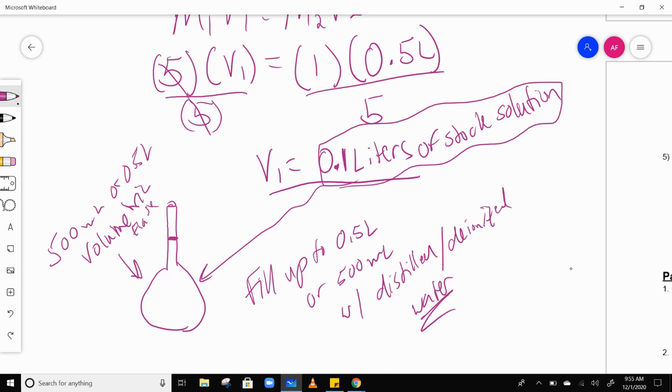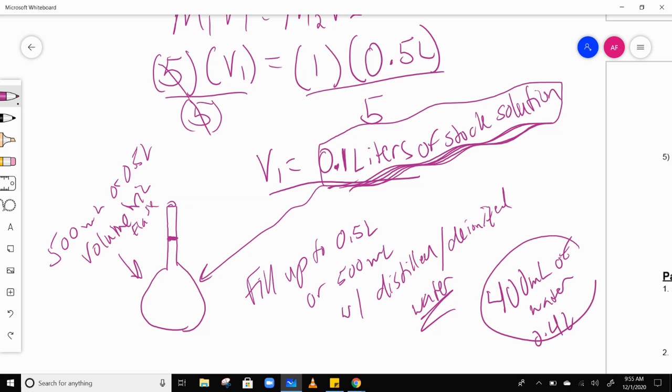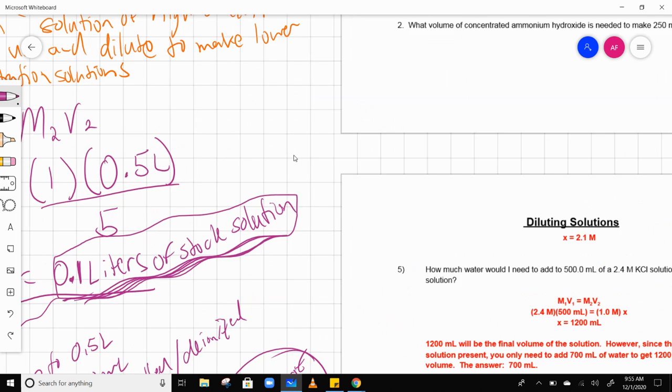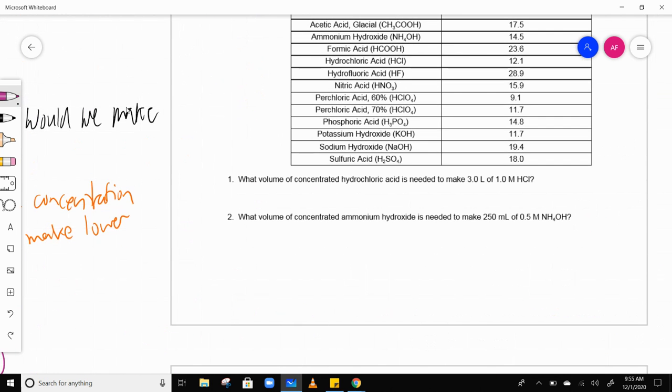So essentially, what we're adding is 400 milliliters of water, or 0.4 liters of water, because we had the 0.1 liters of stock solution, and then we fill it up to the 500 milliliter mark, so we'd actually be adding 400 milliliters of water. So we have 0.1 liters of stock solution and then 0.4 liters of water. And that's kind of what this question number 5 is asking.